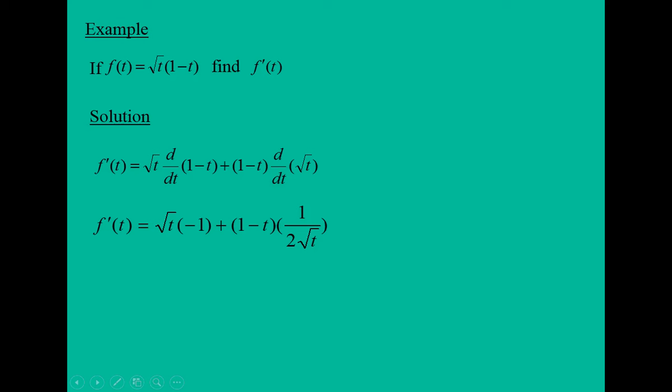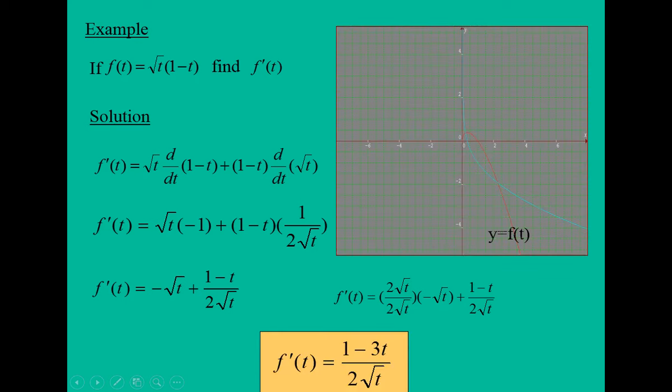The derivative of the square root of t, think back a couple of slides, we looked at the derivative of the square root of x. We got 1 divided by 2 square roots of, and our variable here is t. So that is our derivative. Now we could clean this up a little bit. And we get 1 minus 3t divided by 2 times the square root of t. And there's the function, the graph of the function, and the graph of the derivative function.